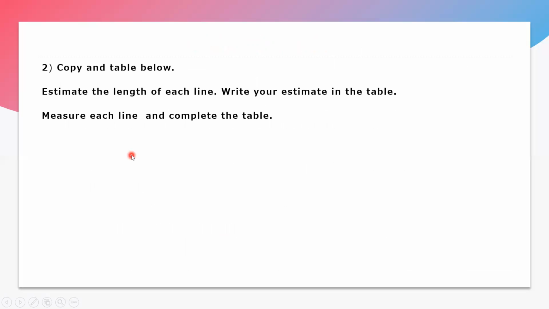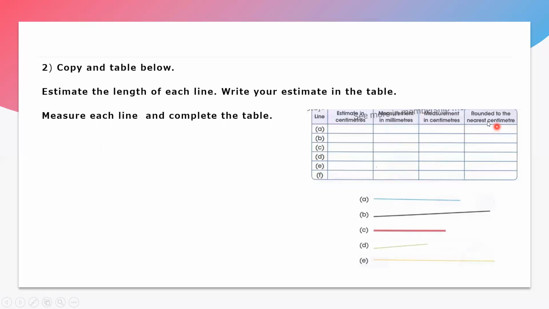Copy and complete the table below. Estimate the length of each line. Write your estimate in the table. Measure each line and complete the table. So this is the line. Here you need to measure each line and complete this table. See, this is the table. It is given: estimate in centimeters. After that, measurement in millimeters, then measurement in centimeters, then rounded to the nearest centimeter.